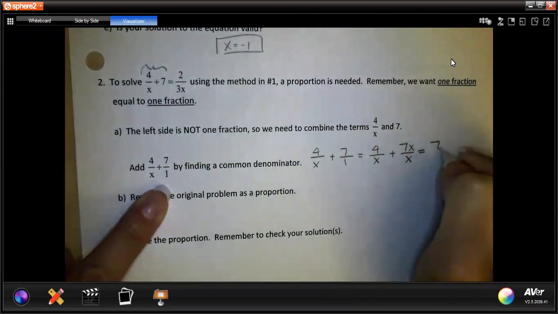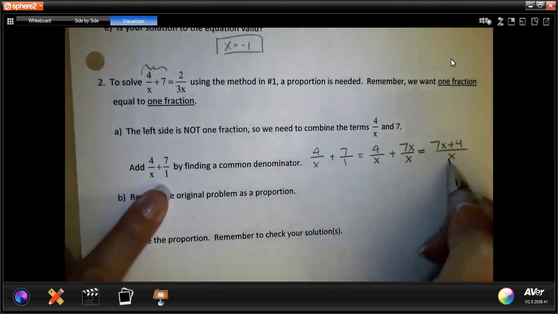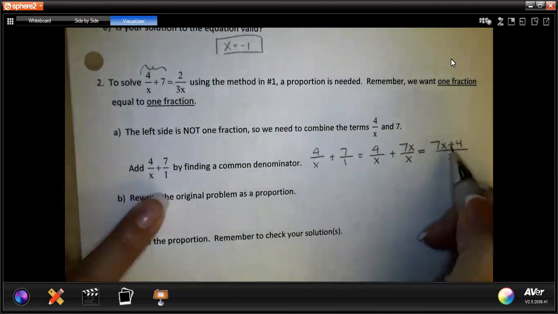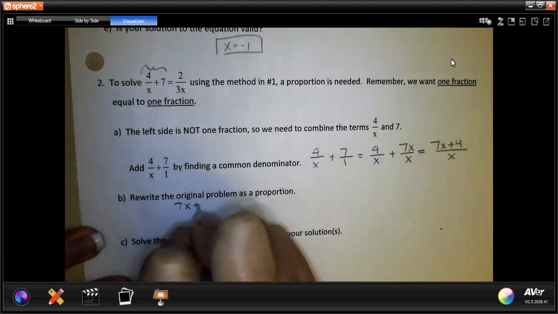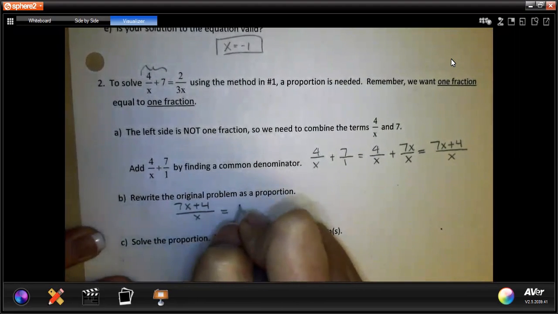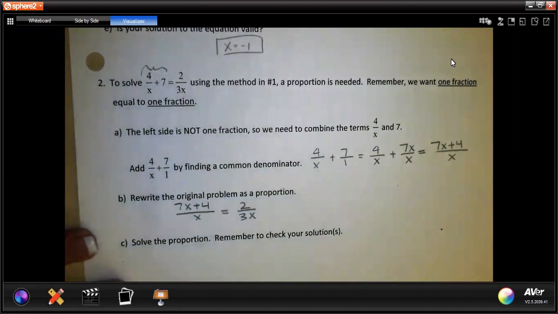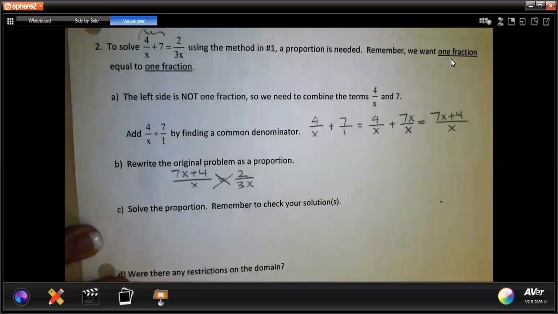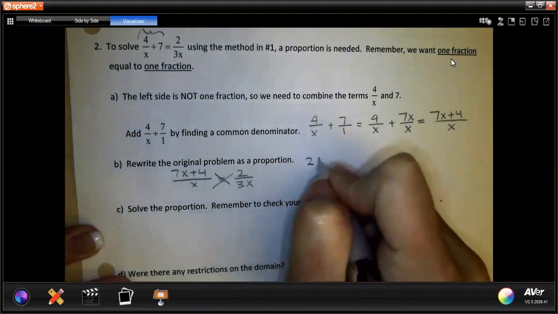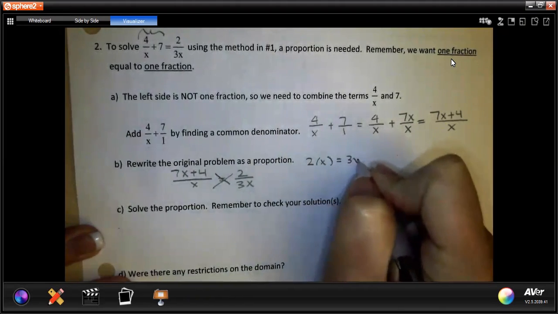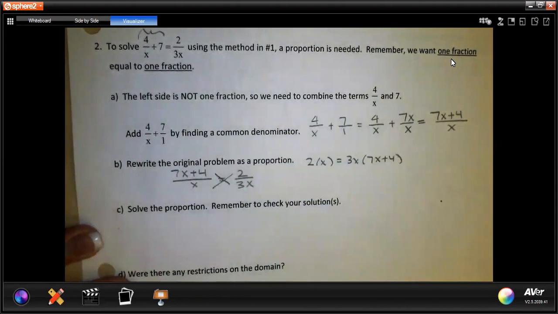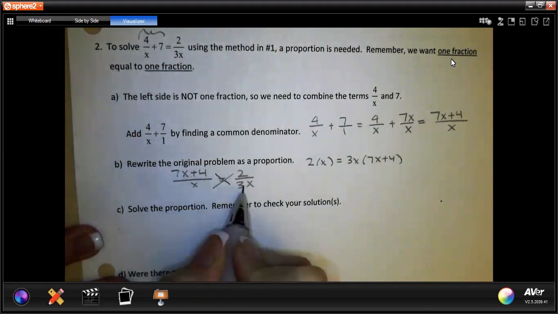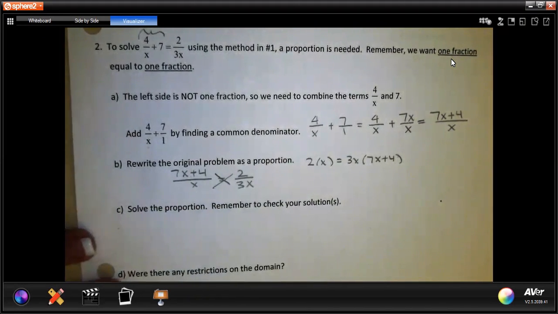Now we can add, that would be 7x plus 4 over x. Remember, when you add, you keep the denominator and you add the numerators. So our new problem can be written as 7x plus 4 over x equals 2 over 3x. Now we have one fraction on each side, so we can go ahead and use that cross multiplication method again. We cross multiply here. So we get 2 times x is equal to 3x times 7x plus 4. Multiply numerator times denominator and numerator times denominator on the other one with that cross multiplication.